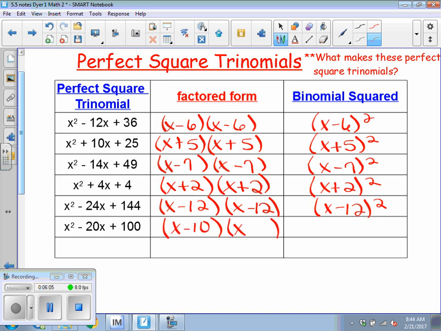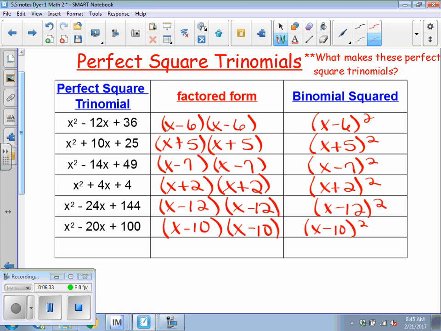Negative 10 and negative 10. So that's x minus 10 squared. Now, let's start to recognize the relationship between certain numbers, because you're going to be skipping this middle step, the factored step, when we start to solve these and create a perfect square trinomial. In that process, you go from this step directly to the binomial squared step, and I'll show you why in just a minute.